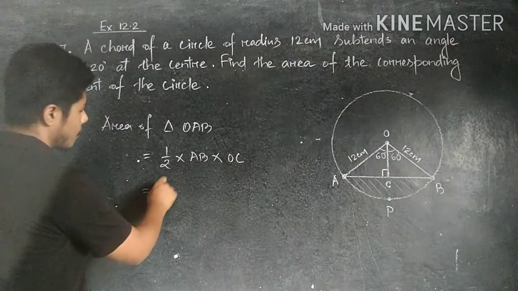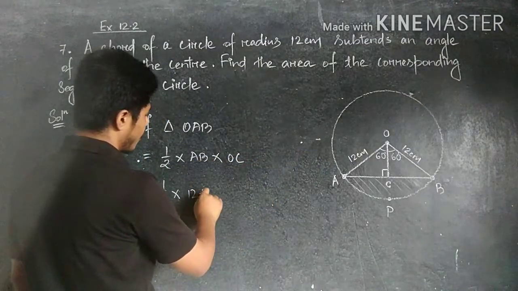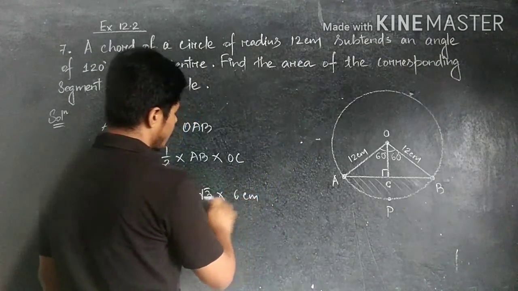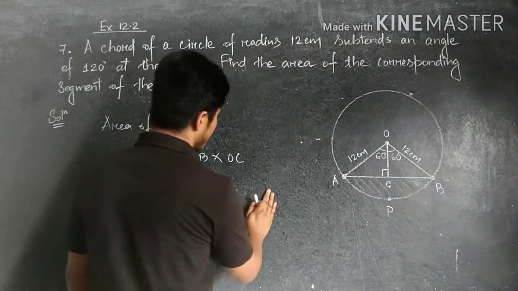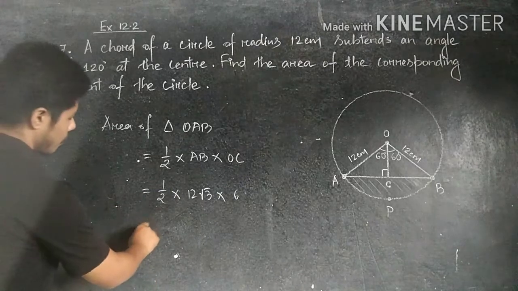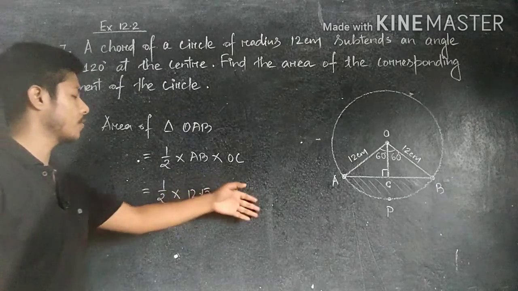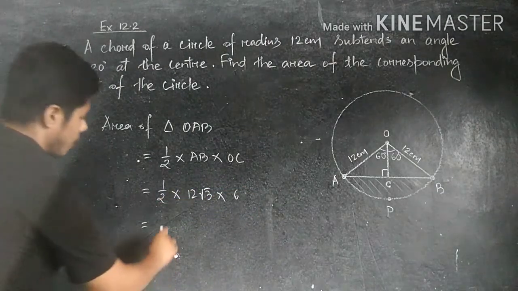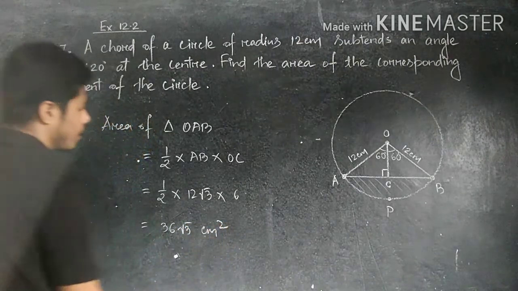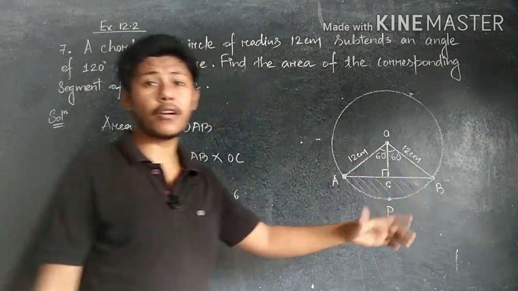So now we write half into base, which is already 12 root 3, and height is how much? We get 6 centimeter. Isn't it? Centimeter into centimeter, centimeter square we can write. If you calculate this, this 2 is cancelled with 12, so 6 remains, 6 root 3 into 6, 6 is 36. So ultimately we get here 36 root 3 centimeter square. Is it clear? So this one is the area of triangle.